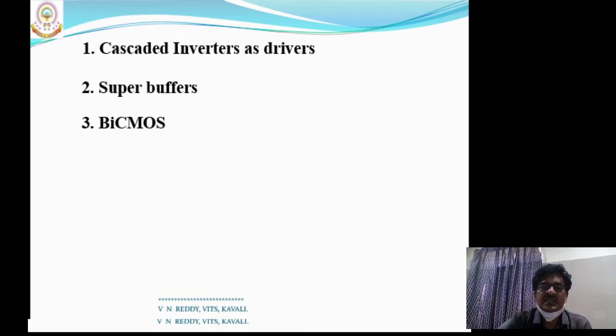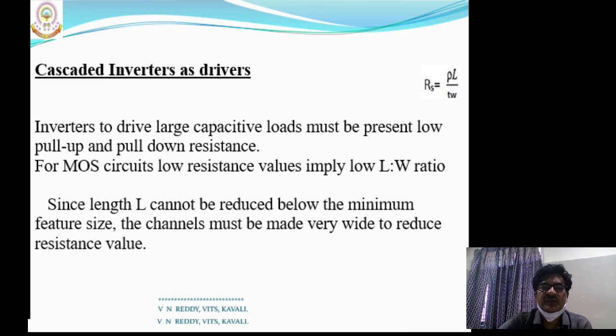First of all, coming to cascaded inverters as drivers. Here, instead of using one stage, the concept is working on increasing the width. But if you use one stage, what happens? The capacitance value again increases, so that again delay increases. So instead of increasing the W in one stage, many stages are used, but the W value is slowly increased from one stage to another stage, so that the resultant delay is less. That is the idea behind this cascading inverters.